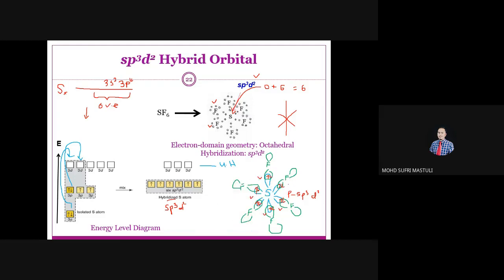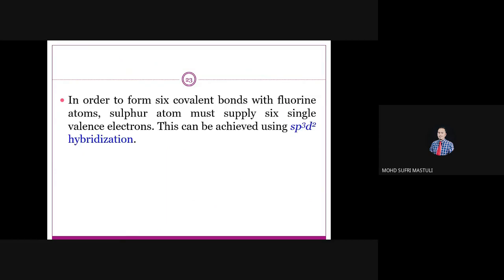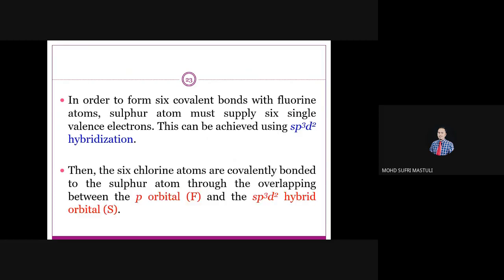Okay, so you can try drawing the shape of the sp3d2. In order to form 6 covalent bonds with fluorine atoms, the sulfur atom must supply 6 single valence electrons. This can be achieved by using sp3d2. The 6 fluorine atoms are covalently bonded to the sulfur through the overlapping between the p orbital of fluorine and the sp3d2 hybrid orbital of sulfur.